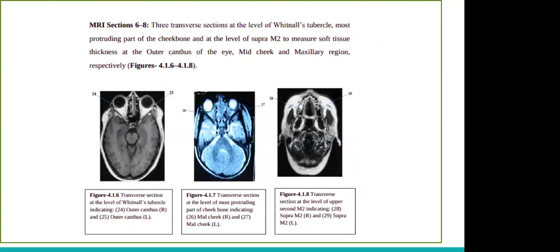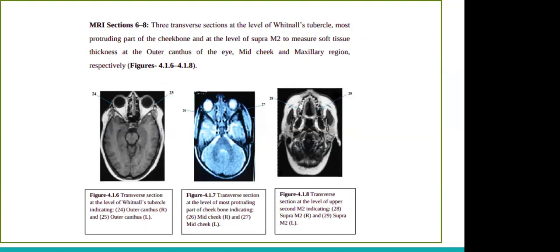And then we take three transverse sections. If you try to understand this by analyzing your own face, if you check the area behind your eyes, it has the least softness. That means there is very little facial soft tissue thickness there. If you check your cheeks, it's more. And the area where your jaw is, near your molars, is even more than the cheek region.